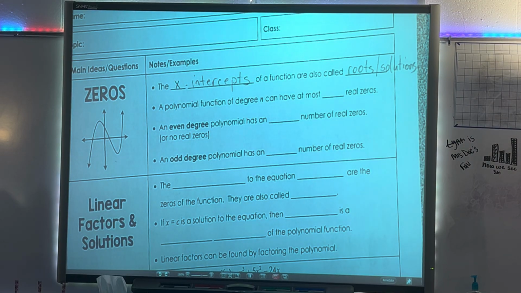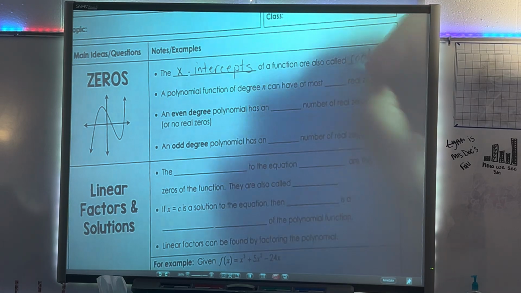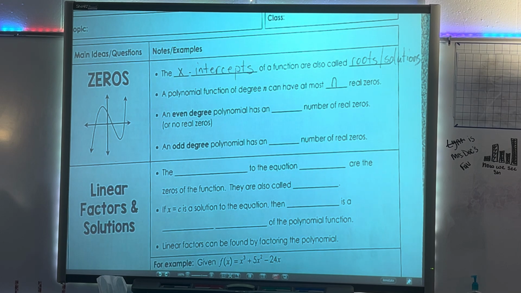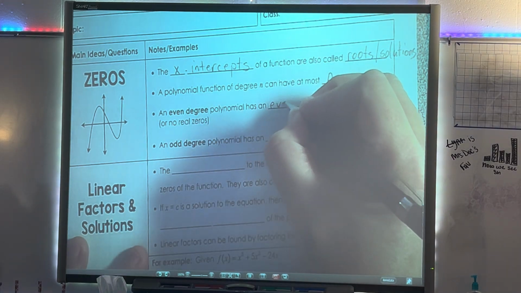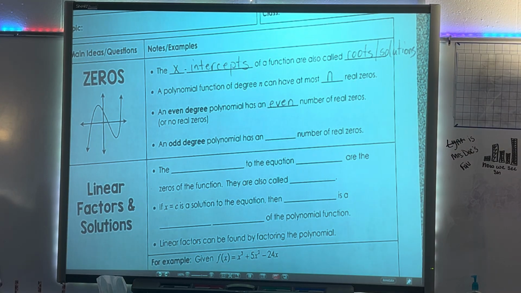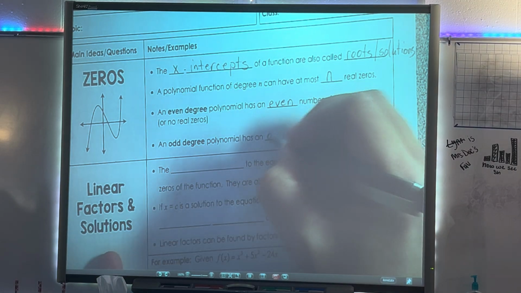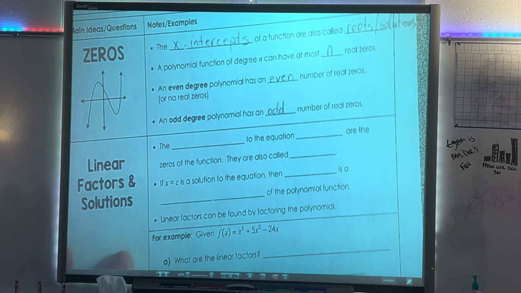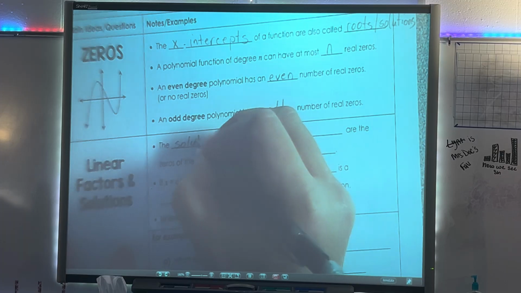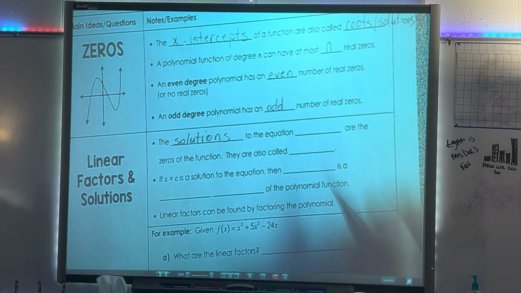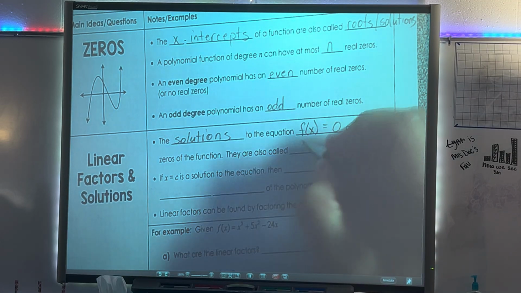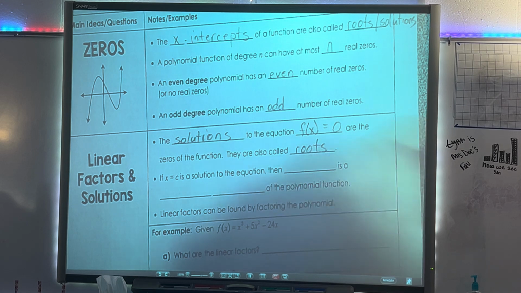Alright, the polynomial has, whatever the degree is, that's how many zeros we could have. So if it's degree 2, it would have 2, degree 3, 3, degree 4, 4, and so on. If it is an even degree, it's going to have an even number of real roots, and an odd degree polynomial would give you an odd number of zeros. The solutions to those equations are found when we set f of x equal to 0, otherwise known as roots.